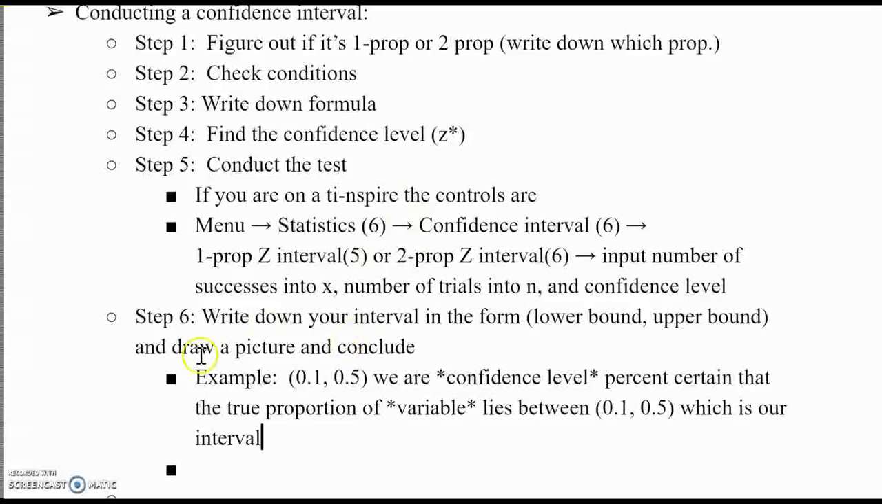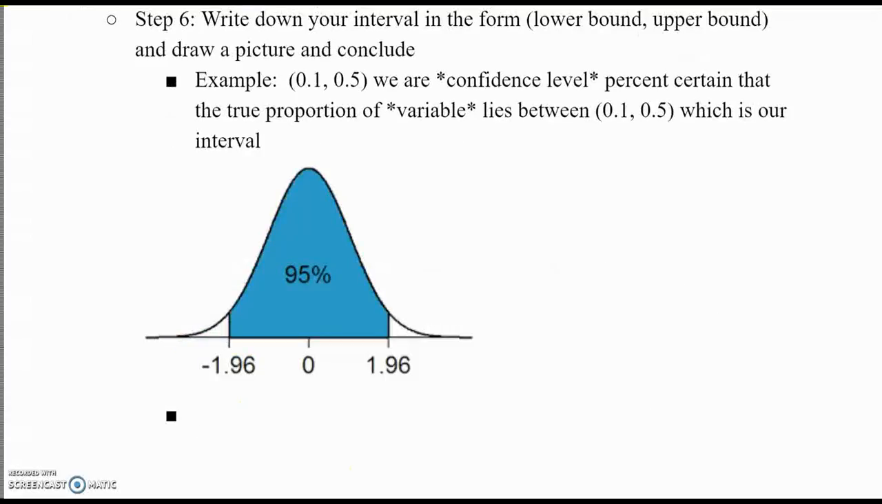Now when I say draw a picture, I just mean draw the normal model and locate where your interval lies. A good example of a model. You shade in your area, which would be your interval, and write down the percentage, followed by what your values are. They just use negative 1.96, but if your values were 0.1 and 0.5, you do that and label where 0 is.